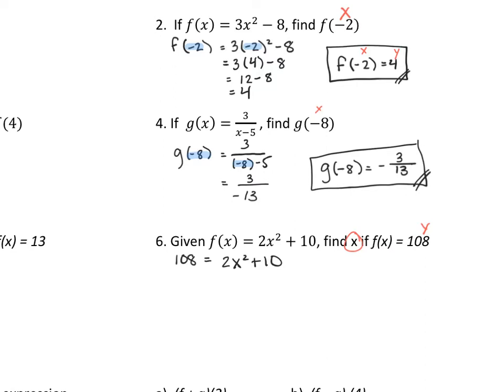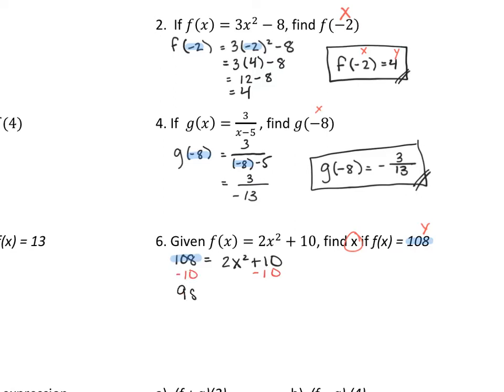So remember, we're solving for x. We don't know what x is. So we are plugging in 108 for our y value. But from here, we will solve. So we'll start by subtracting 10 on both sides.